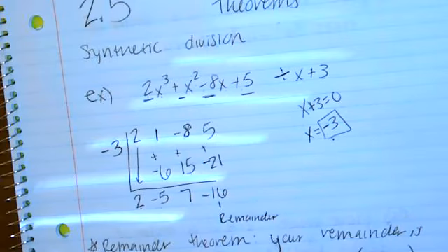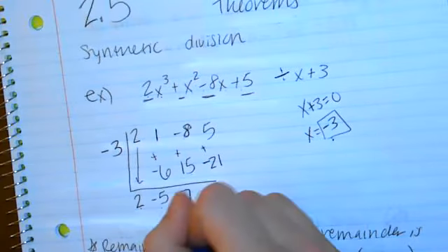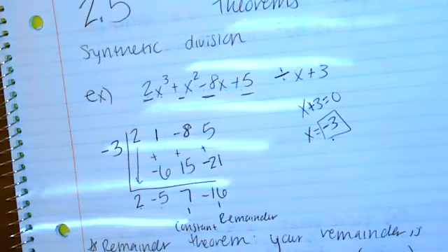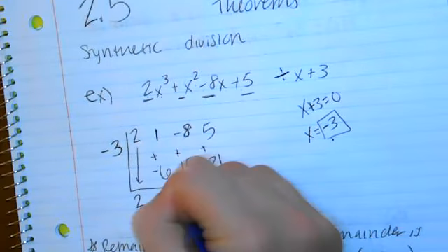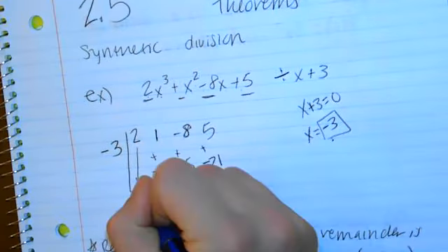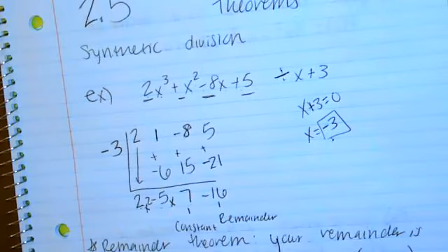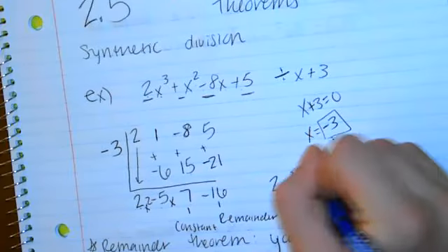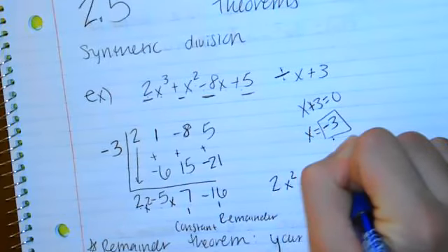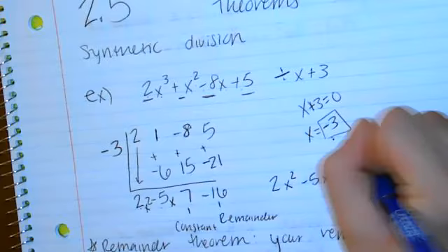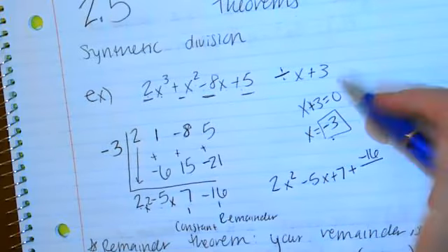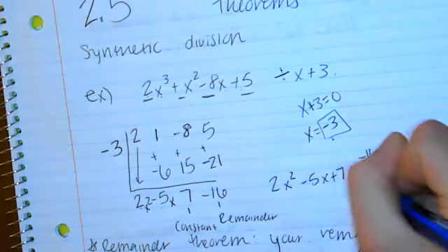your remainder. The second number in is your constant, or just the number. Third term in is your x. Fourth term in is your x squared. So if I went to rewrite this, it would be 2x squared minus 5x plus 7 plus -16 over what you divided by, x plus 3.